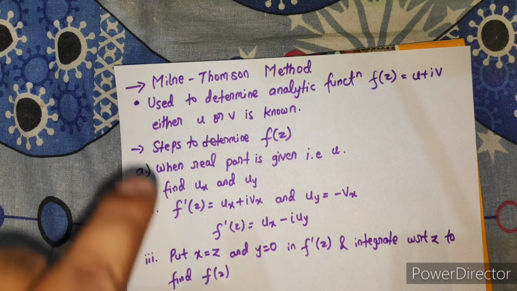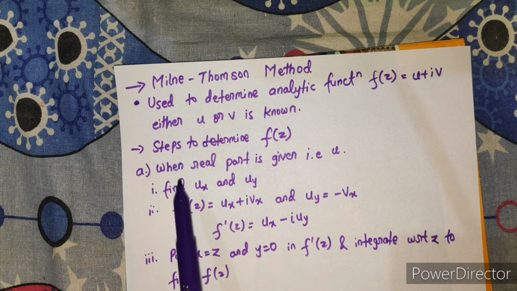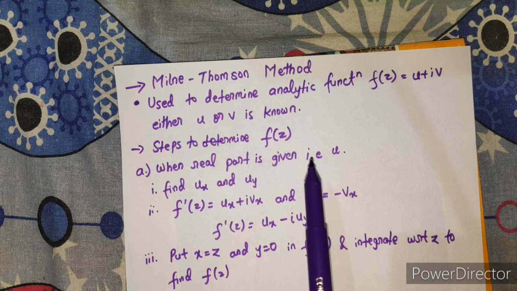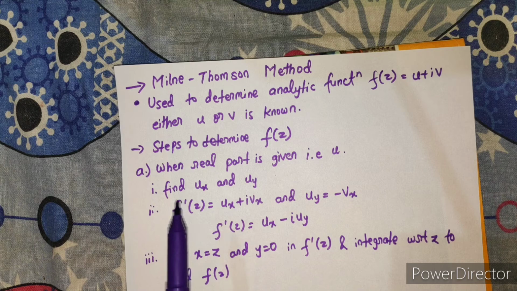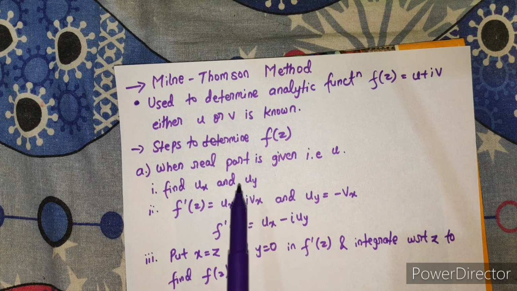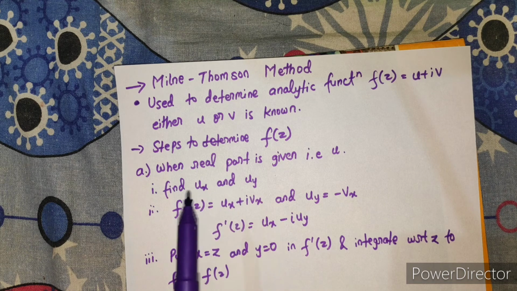ओके, तो पहला केस क्या अराइज होता है? व्हेन रियल पार्ट इज गिवन, रियल पार्ट इज u. उसमें आपको क्या फाइंड करना है? फर्स्ट वी हैव टू फाइंड, फर्स्ट स्टेप u_x एंड u_y फाइंड करना है. u_x क्या है? पार्शियल डिफरेंशिएशन ऑफ u विथ रिस्पेक्ट टू x, पार्शियल डिफरेंशिएशन ऑफ u विथ रिस्पेक्ट टू y. ये दोनों आपको फाइंड करने हैं.